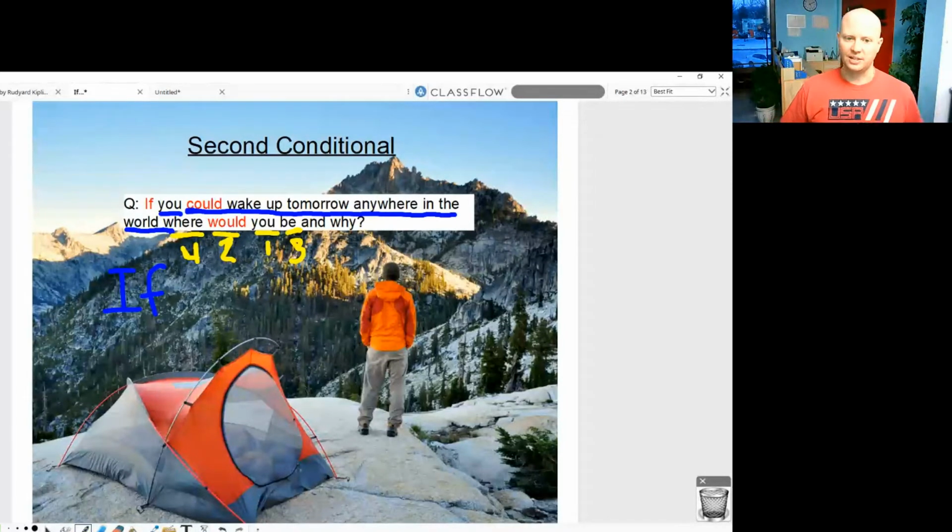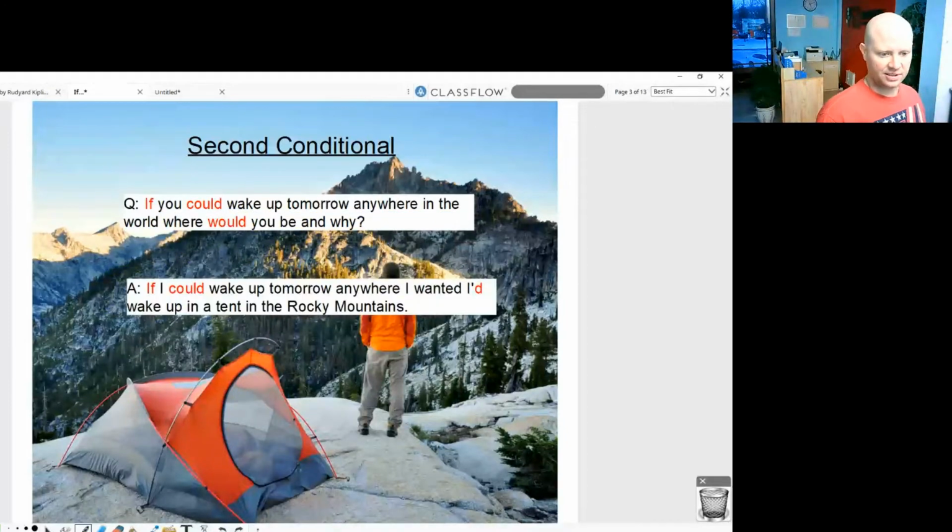If I could wake up tomorrow anywhere in the world, I would be camping in the mountains. And why? Because I love nature. So yeah, take a look. Here's an answer. If I could wake up tomorrow anywhere I wanted, I'd wake up in a tent in the Rocky Mountains.